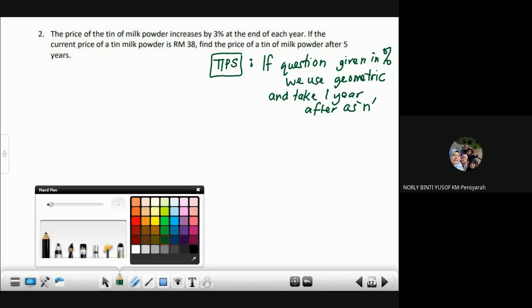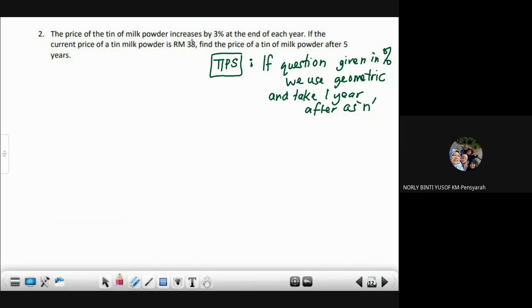Okay, so looking at the question, the price of a tin of milk powder increases 3% at the end of each year. Here it says increase, so after 1 year, 1 year is 100%. So 100% plus 3%. One keyword here: take 1 year after SN, because here it will become 103%.